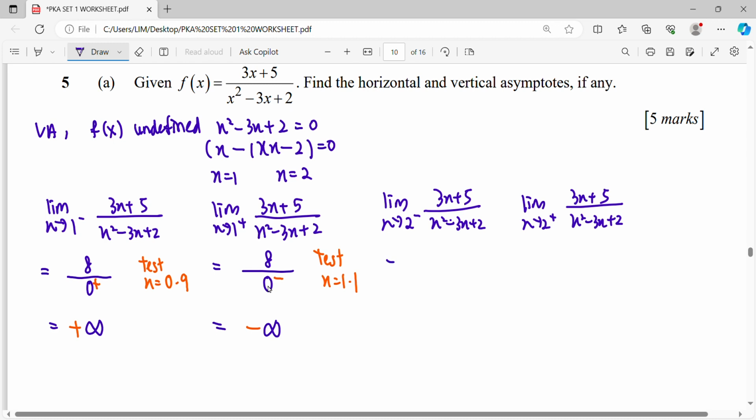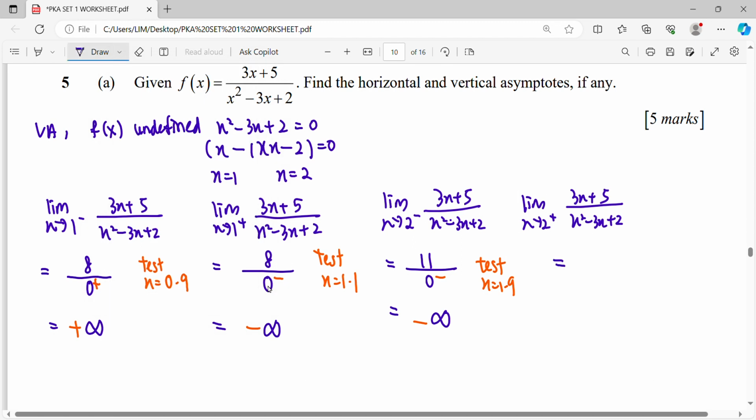Then substitute the value of 2. Another point here, when you substitute 2, it also happens to give 11 over 0, so it will be infinity. For 2 from the left, we will test with x equals 1.9. When we test with 1.9, the denominator here will be negative 0 point something. So positive over negative, the answer is negative infinity.